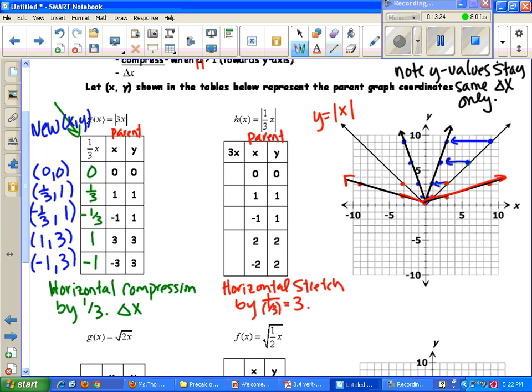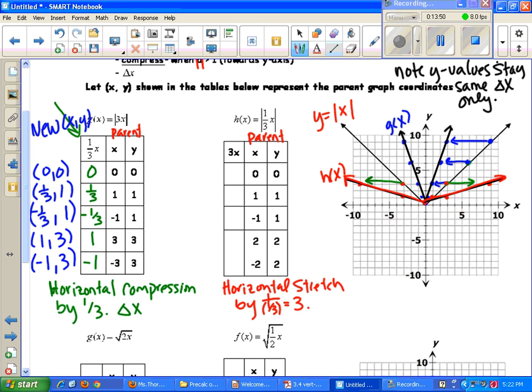So this one and this one. So that right there is our function for h of x. The other one was for g of x. And notice what we did: we stretched our values going this way, now away from the y-axis. That's why it's called a horizontal stretch.